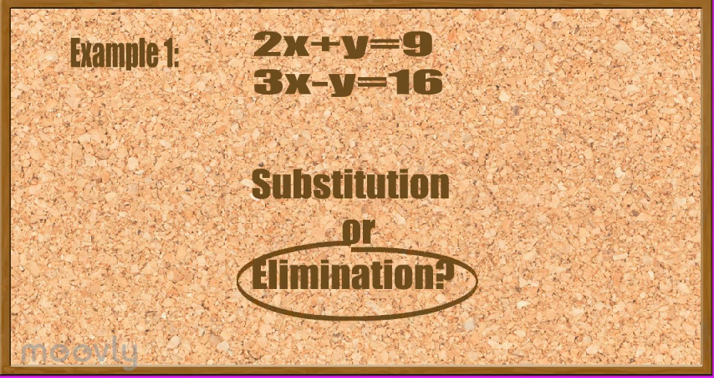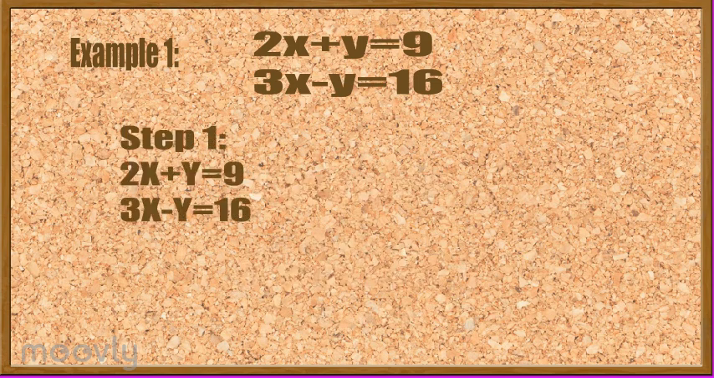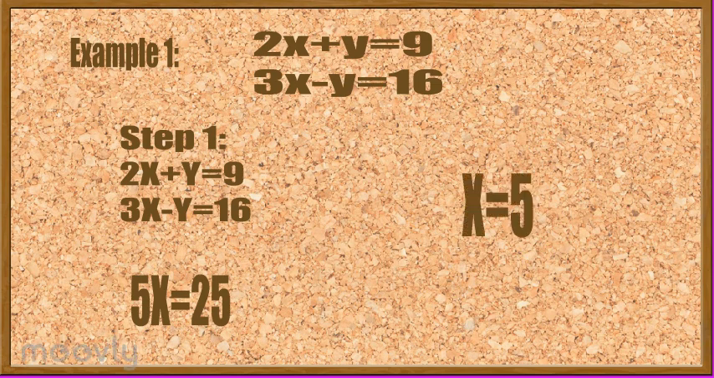This equation will be solved by elimination. First, you will add 2x plus y equals 9 and 3x minus y equals 16 together. The y should cancel out, and you should be left with 5x equals 25. Now you have to divide by 5 to get x by itself, leaving x equal to 5.